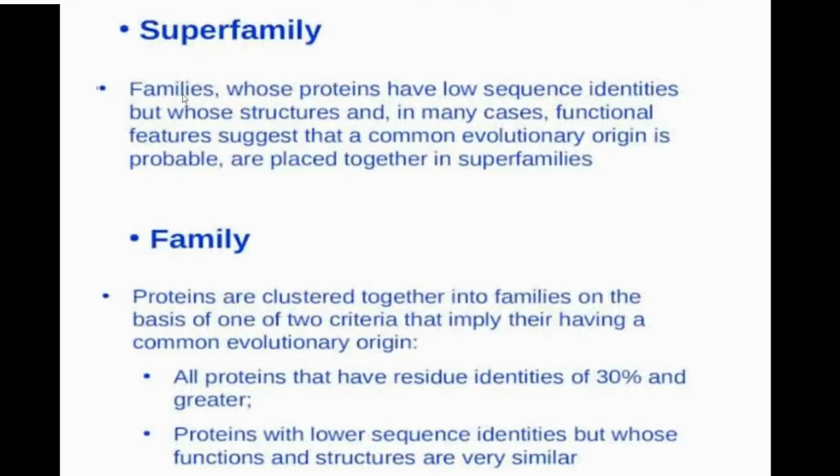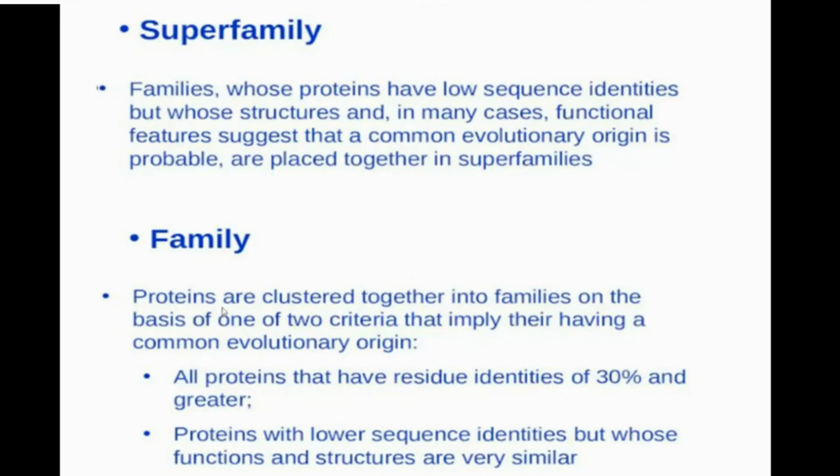Coming to the superfamily, the proteins having low sequence identity but whose structure and in many cases functional features suggest that a common evolutionary origin is probable are placed together in the superfamily. है ना, जिनका सीक्वेंस सिमिलैरिटी बहुत ही कम है, लेकिन स्ट्रक्चर और फंक्शन हमें ये सजेस्ट कर रहा है कि उनका इवोल्यूशनरी ओरिजिन कॉमन हो सकता है. They might have a common ancestor, so they are placed together in the superfamily.